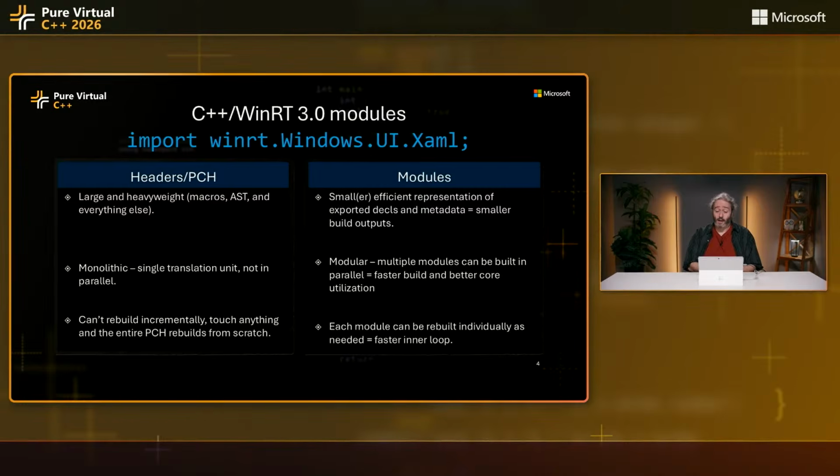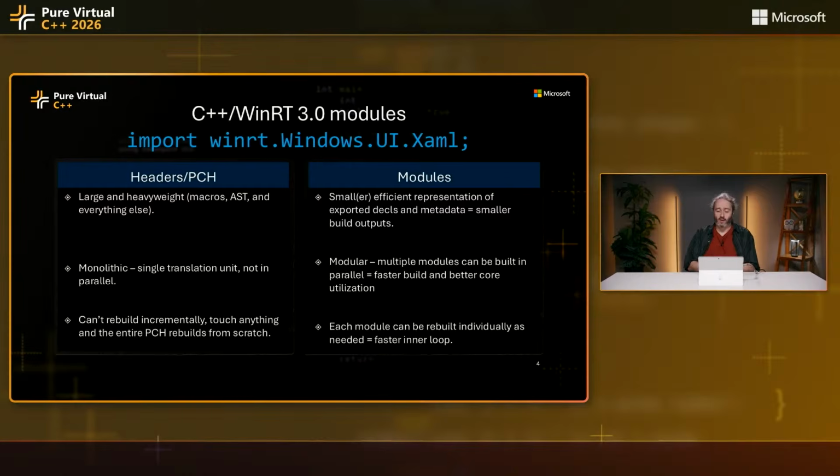It's great. Instead of a heavy snapshot of the compiler's internal state, ASTs, macros, duplicate symbols, all the stuff that you get in a precompiled header, now you have this efficient representation of the module's exported interface, the metadata that you need to import it. It's just the stuff that you need, not everything else in the compiler internals.